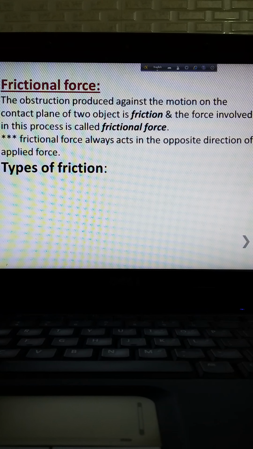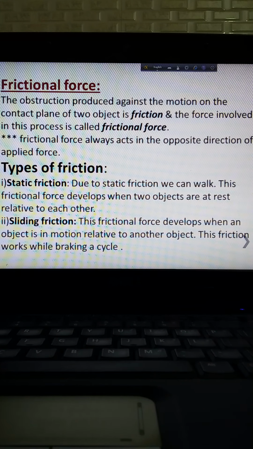Types of friction: there are many variations of friction and frictional forces. For example, static friction, sliding friction, rolling friction, fluid friction. You have to know the definition of each friction, and there are examples as well for your multiple choice questions. What is static friction? Due to static friction, we can walk. This is a very important point. We can walk due to static friction.